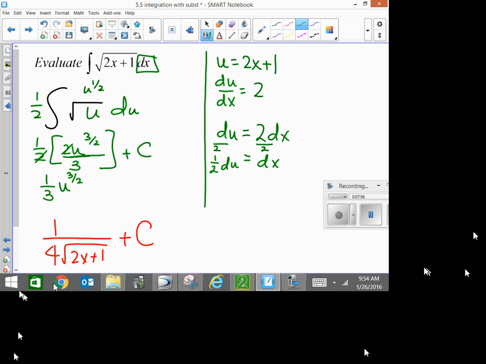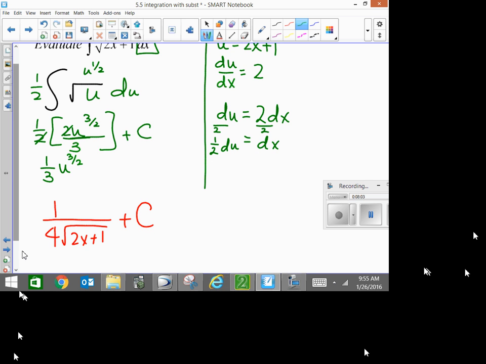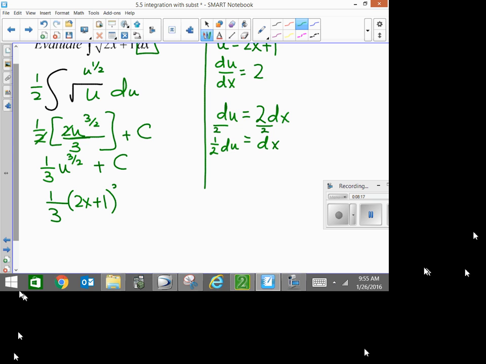Add 1, divide by that number, right? I mean, I don't see a problem here. Did you not get that? No, I didn't. Okay. All right, plus c. So then that's probably going to be wrong, but we'll see. All right, 1/3. u now gets replaced. 2x plus 1 to the 3/2 plus c.